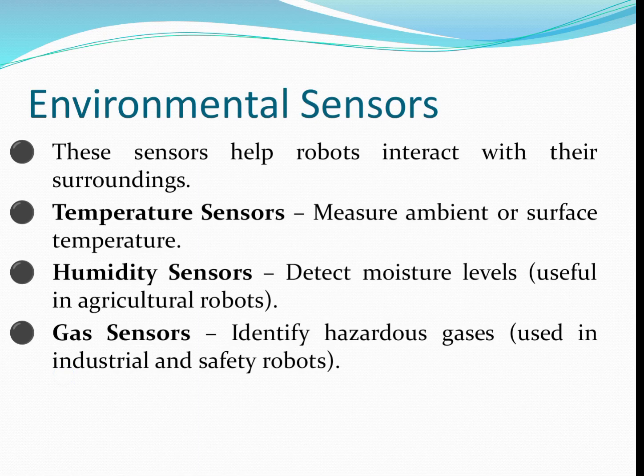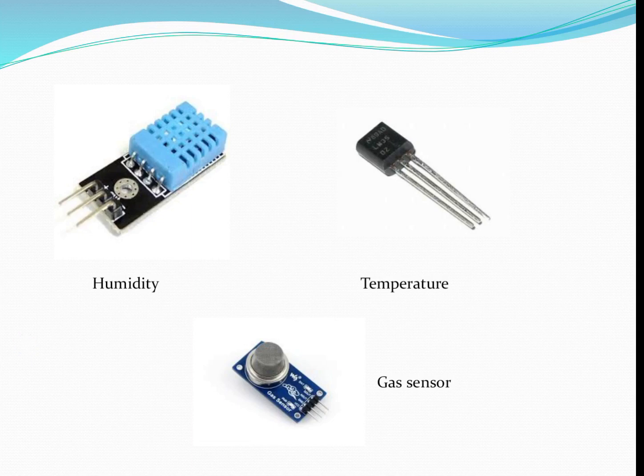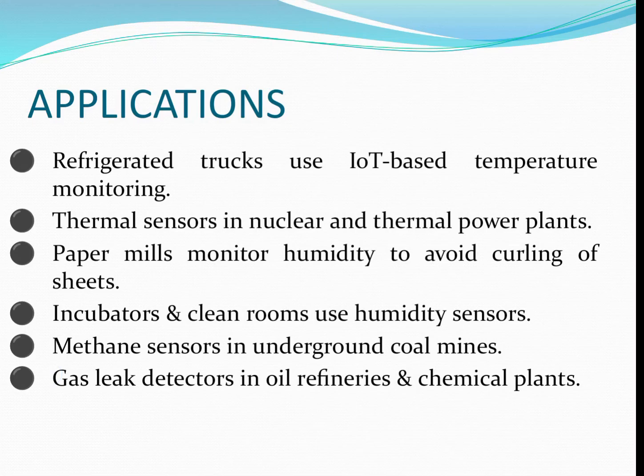Now we will look at environmental sensors. These sensors help robots interact with their surroundings. Examples of environmental sensors are the temperature sensor, humidity sensor, and gas sensor. Temperature sensors measure ambient or surface temperature. Humidity sensors detect moisture levels and are used in agricultural robots. Gas sensors identify hazardous gas and are used in industrial or safety robots.